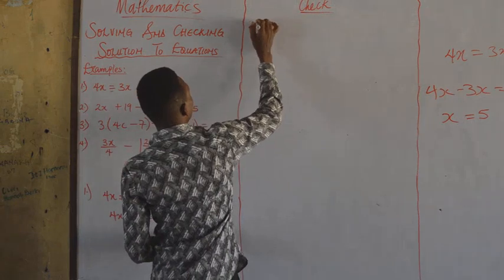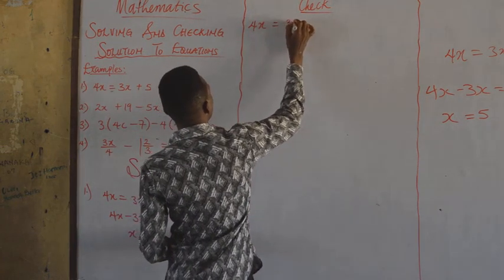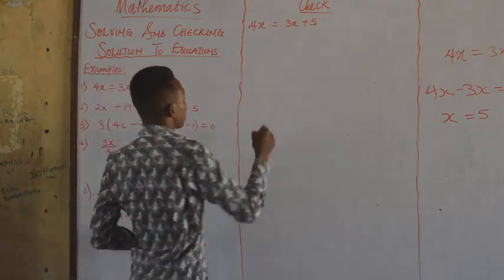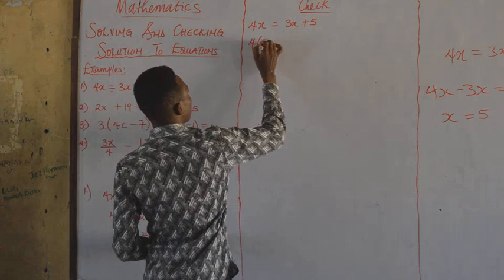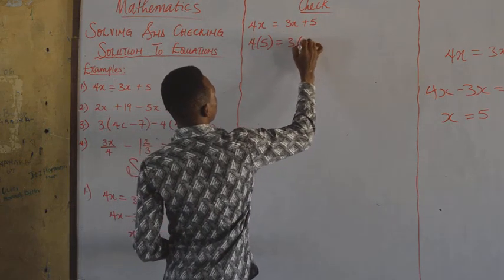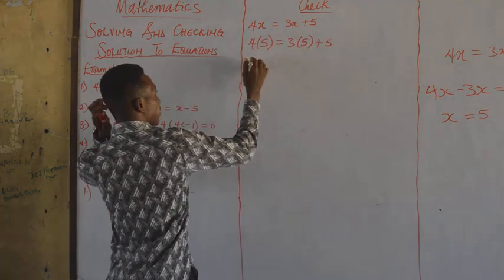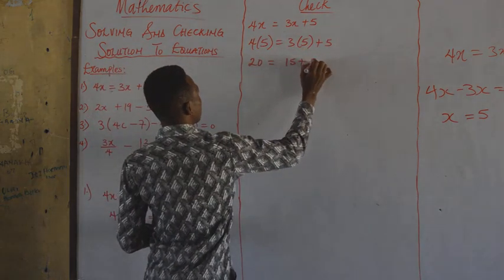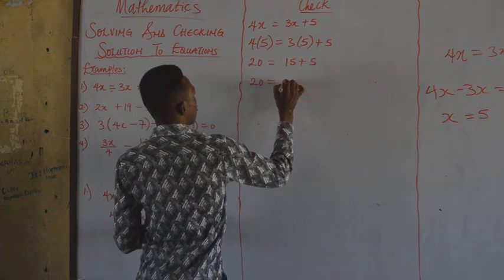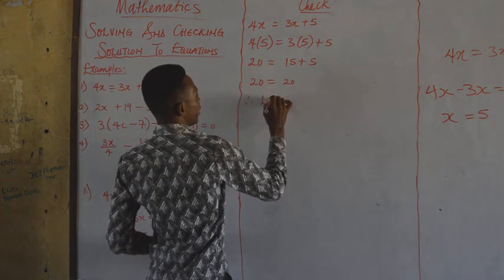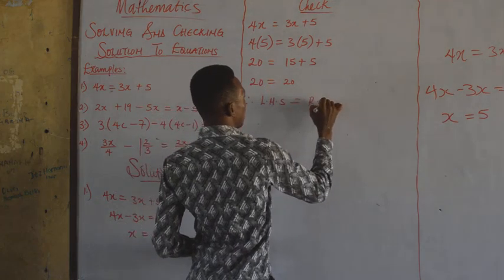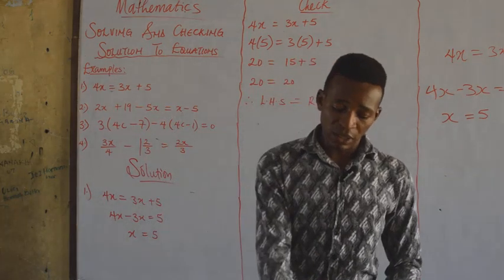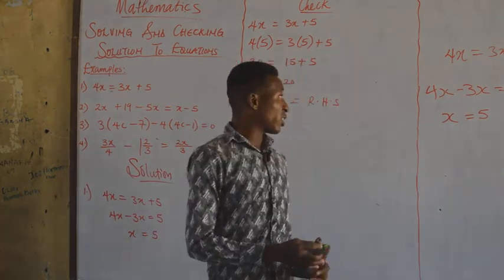Write out the original question, which is 4x equals 3x plus 5. And here our x is 5. So when your x is 5, that becomes 4 into bracket 5 equals 3 into bracket 5 plus 5. Then 4 times 5 gives us 20 equals 3 times 5, 15, plus 5. So we have 20 equals 20. So therefore LHS is equal to RHS. Hence our solution is correct. So since we've done that, we don't have any problem, so we can easily take the second question.